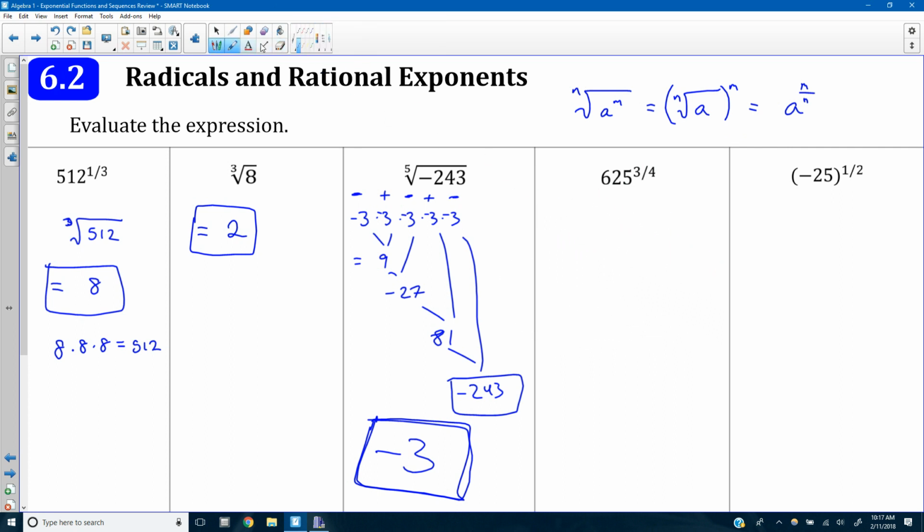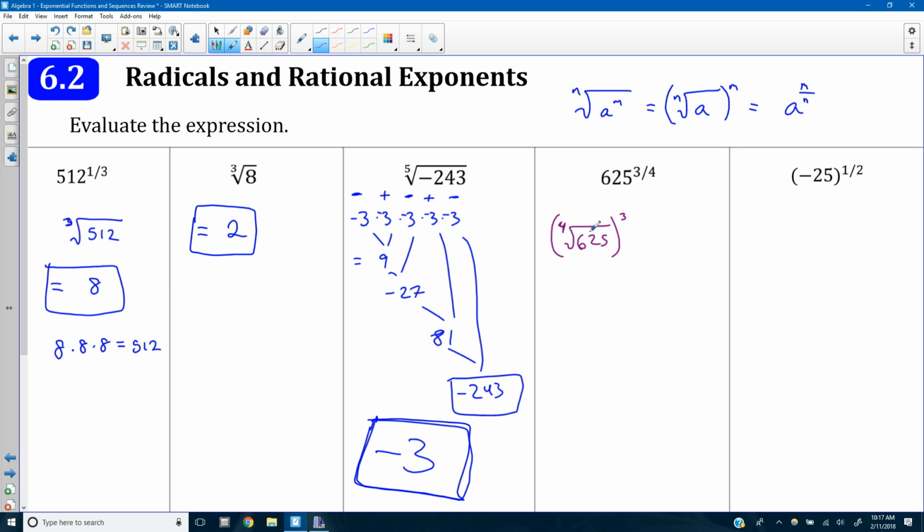So instead, what I'm going to do is the same thing, only I'm going to take the fourth root of 625 first. Then I'm going to go ahead and raise that to the 3rd power. Because this is a number I might be able to find the fourth root of very easily, and then it will give me a small enough number that I really wouldn't mind cubing.